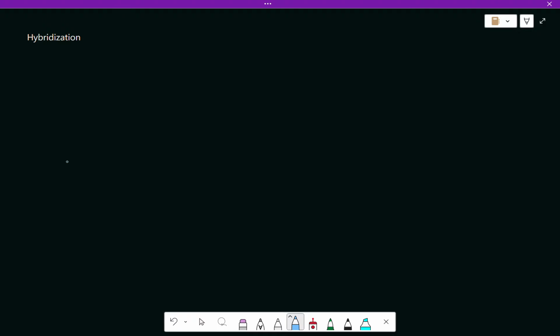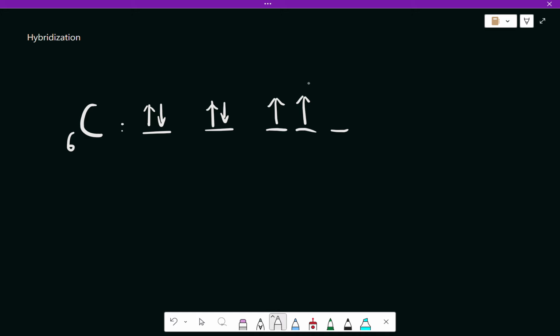For example, a carbon atom has six electrons, which means that if we write it, it will be something like this: 1s2, 2s2, and then 2p2. So this is the atomic orbital, another atomic orbital, and 3 atomic orbitals.